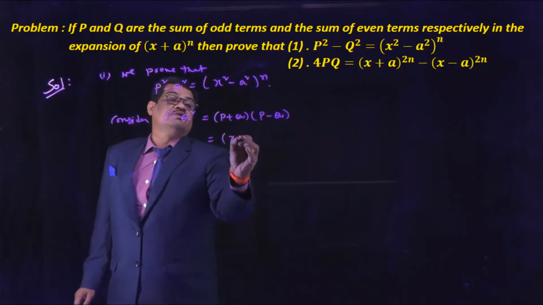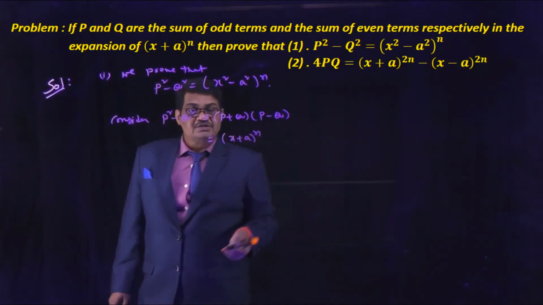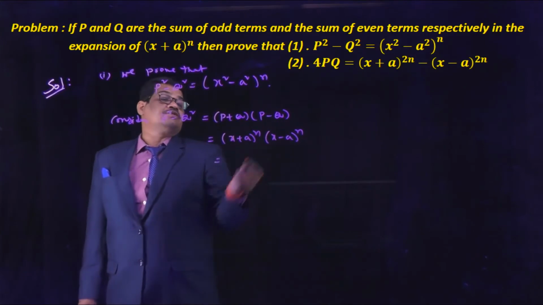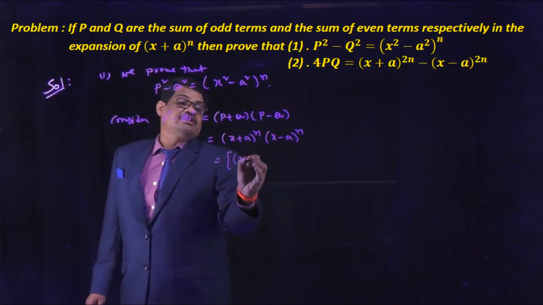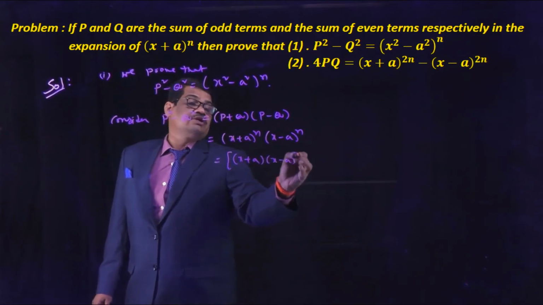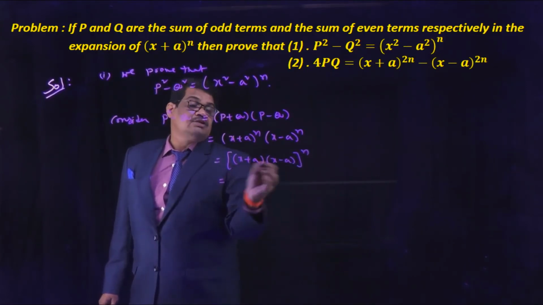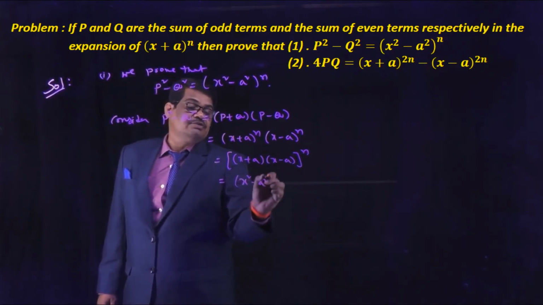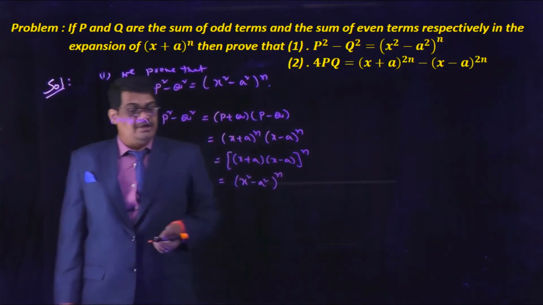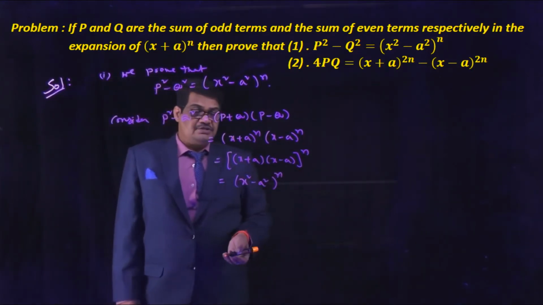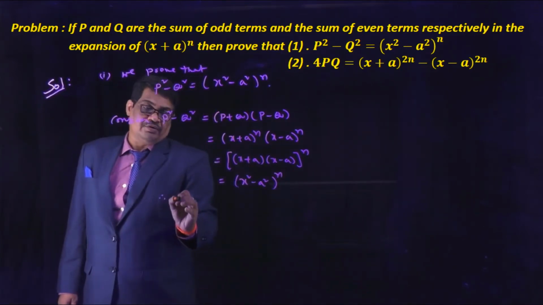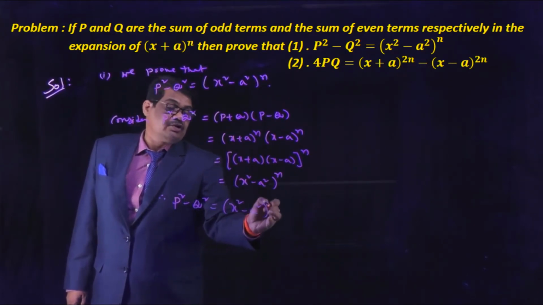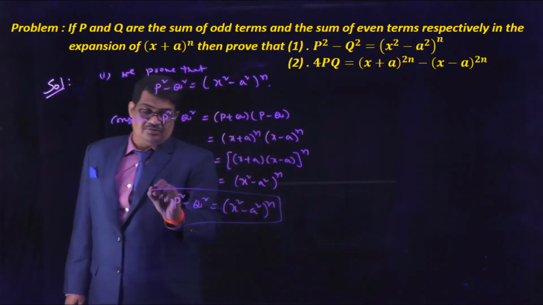P plus Q is (x + a)^n, and P minus Q is (x - a)^n. Now the powers are the same, so we write (x + a) into (x - a) whole to the power of n. That is (x + a)(x - a), which is x square minus a square, since (a + b)(a - b) can be written as a square minus b square. So we get (x square minus a square) whole to the power of n. Therefore, our result is P square minus Q square is equal to (x square minus a square)^n. That is proved.